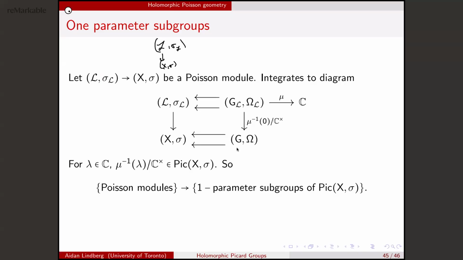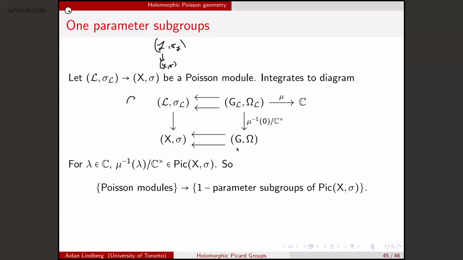All right, so here's my map of the line bundle over the space with their Poisson structures. And what you can do is integrate this total space, as a holomorphic Poisson manifold, to its holomorphic symplectic Lie groupoid. It's the total space of a line bundle, but it's a holomorphic Poisson manifold, so you can try to integrate it. All right, so let's assume that we can do that.